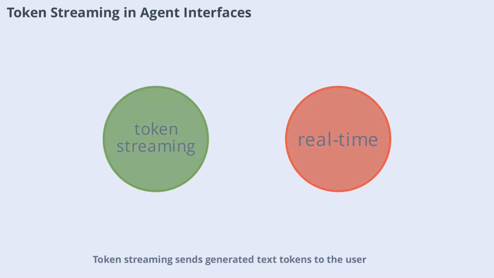Token streaming sends generated text tokens to the user interface in real time as the model outputs them. Using standards like server-sent events, users see results instantly, reducing perceived latency and assuring them that the application is actively processing their request.